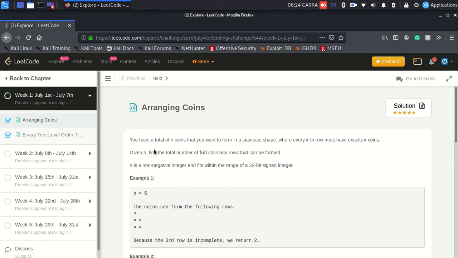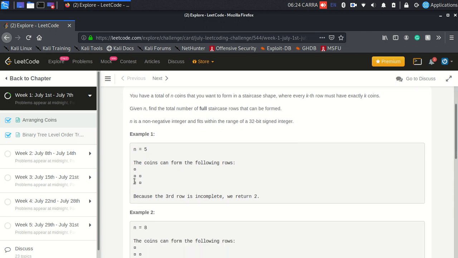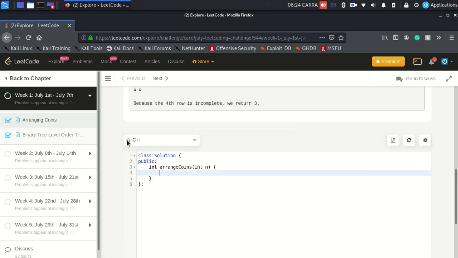So let's start. The first question's name is Arranging Coins. You have a total of n coins that you want to form in a staircase shape, where every kth row must have exactly k coins. Given n, find the total number of full staircase rows that can be formed. So n equals 5.